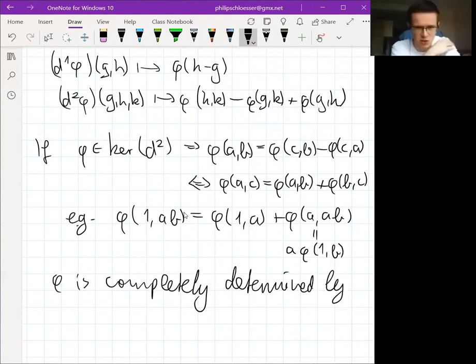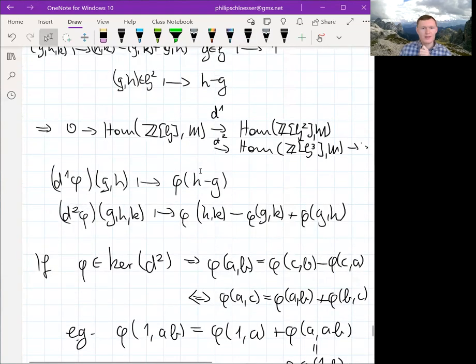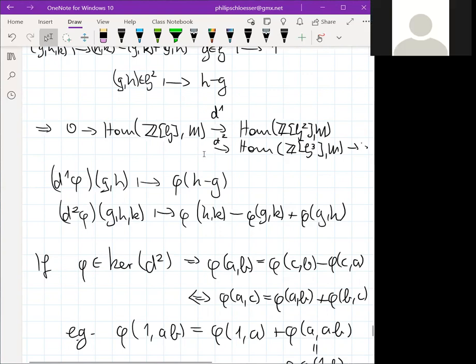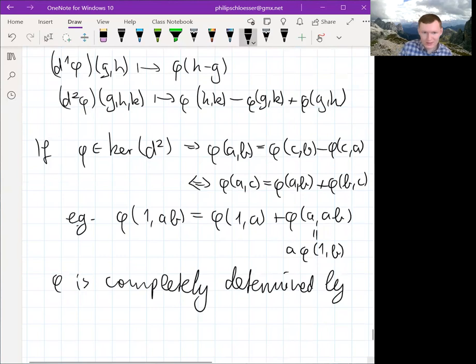Is there a reason why you write product and plus in the one thing? Yeah, those are different things. So M is a G module, which means M is an abelian group which has a representation of G. So this is now the group operation within M, the abelian group operation. And this is the representation of A acting on phi of 1 and B.